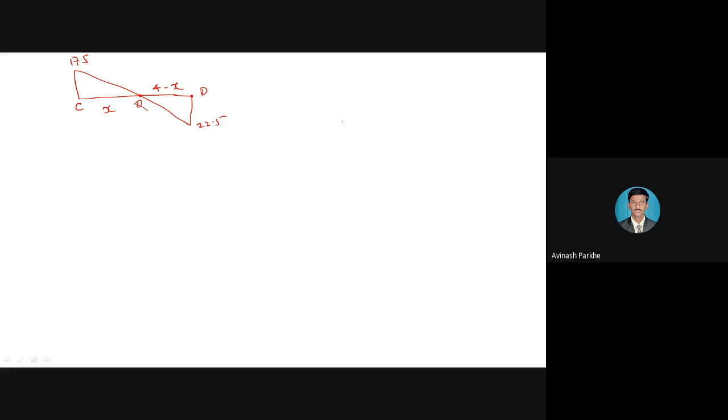Okay. So here if I apply the similar triangle rule, so X upon 17.5 is equal to 4 minus X upon 22.5. Don't take the negative sign for the 22.5. Take it as a positive. Therefore, 22.5 into X is equal to 17.5 in bracket 4 minus X. Therefore, 22.5 into X is equal to 17.5 into 4 minus 17.5 into X.